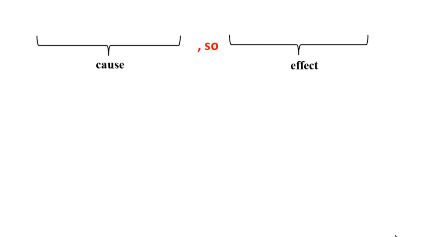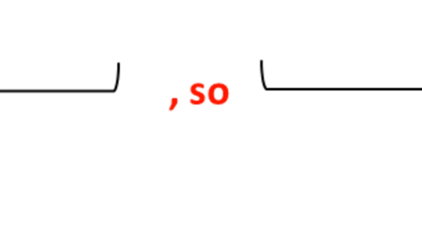Well, one common way to link two sentences in one sentence to express cause and effect relationship is by using the linking word so. As you see, this linking word goes between a cause and an effect, and it is preceded by a comma.